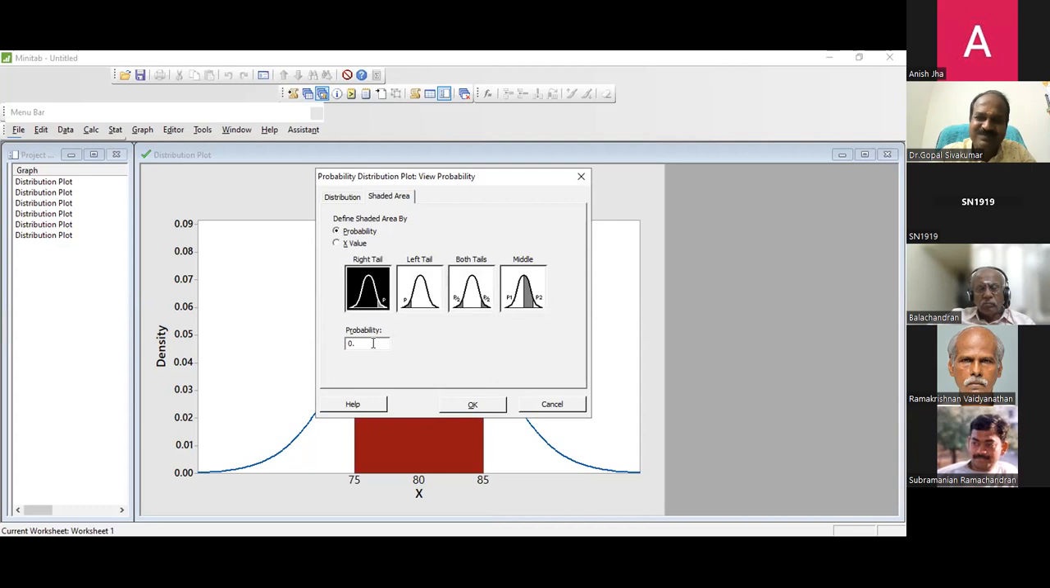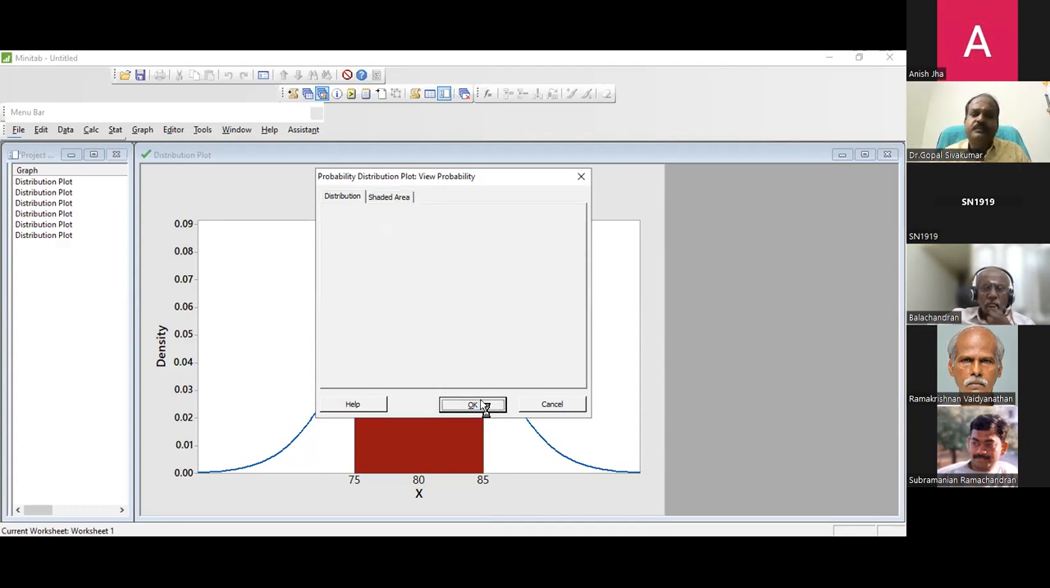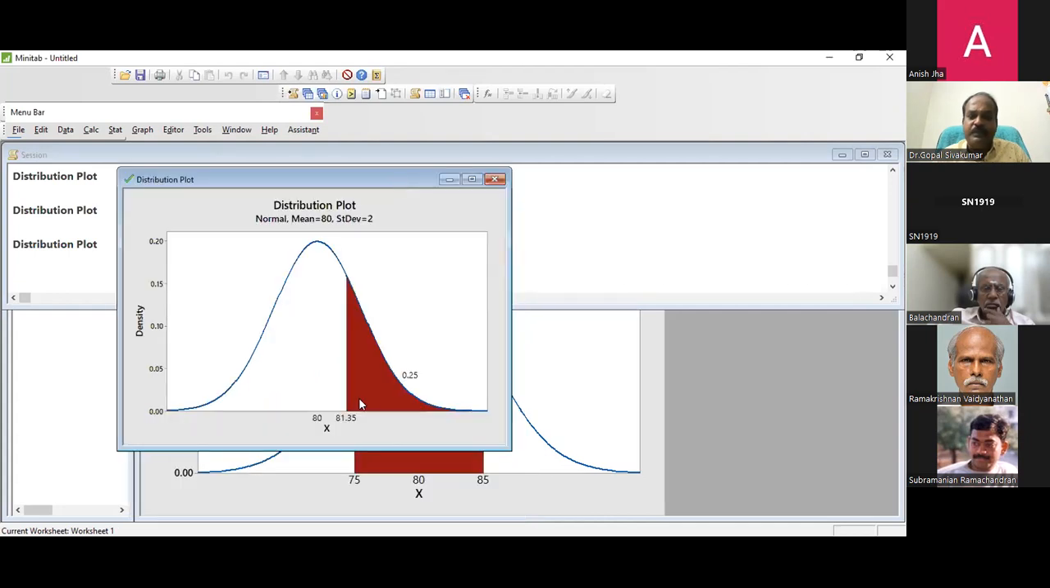What will be the right side probability now? Area to the right of quartile 3. The right side area will be 25%. Quartile 3 means the left side will be 75, right side will be 25. So you have to give 0.25. Now the corresponding point, Minitab will throw. Can you see the point here now? What is the point? 81.35.